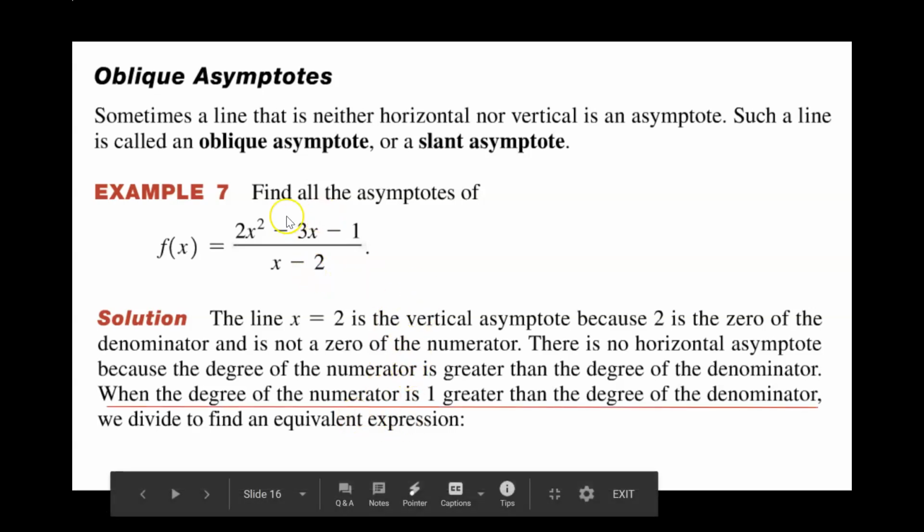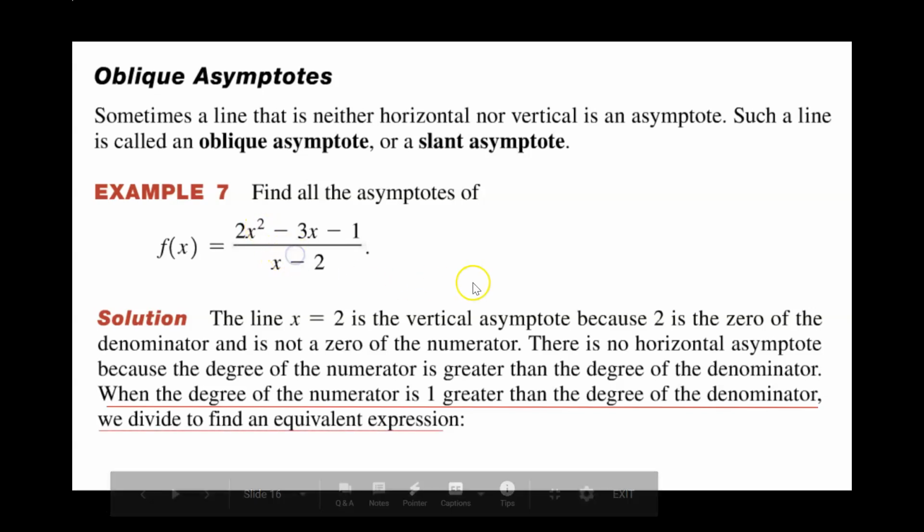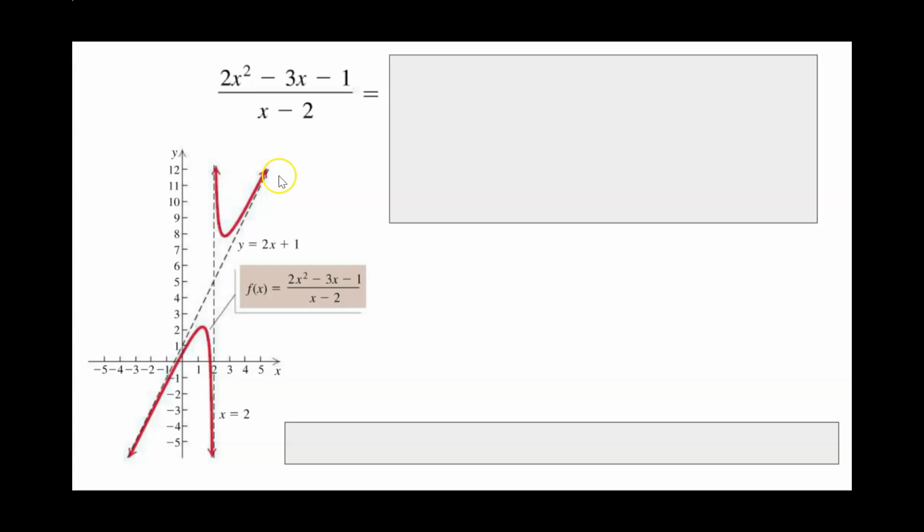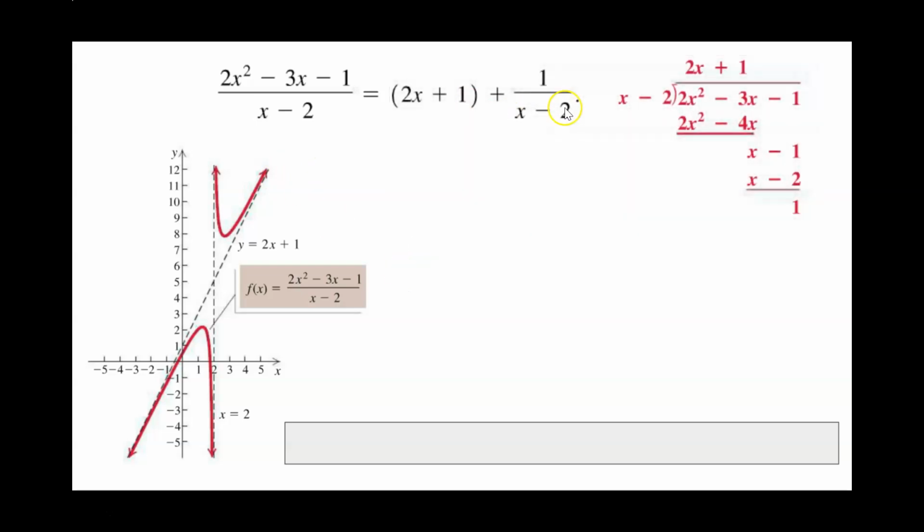However, if the degree on top is larger than the degree on the bottom, then what we have to do is we have to start off by doing long division. So anytime you see the degree on top larger than the degree on the bottom, we have to do our long division or synthetic division, whatever you're more comfortable with. For this one here, we do our long division, and we notice that the answer here is going to be 2x plus 1 with a remainder of 1.